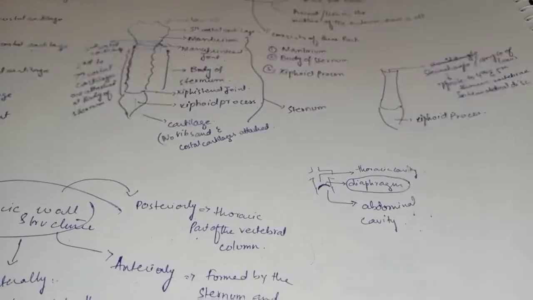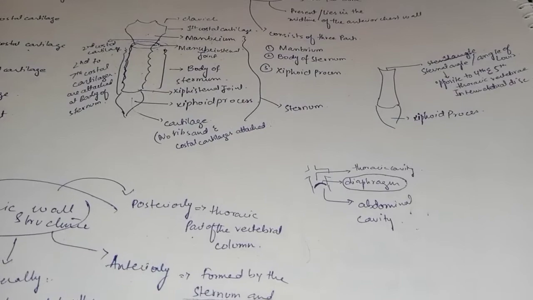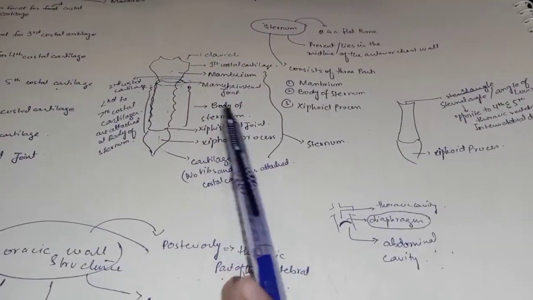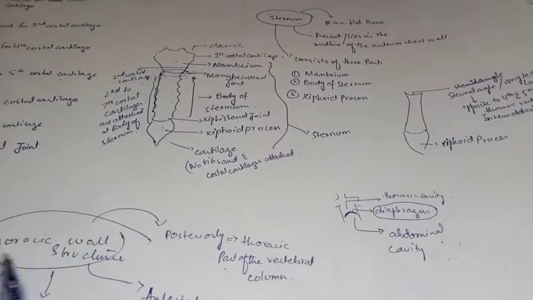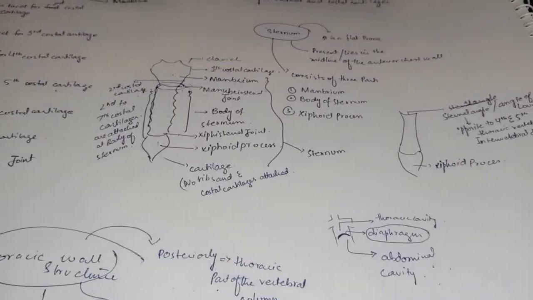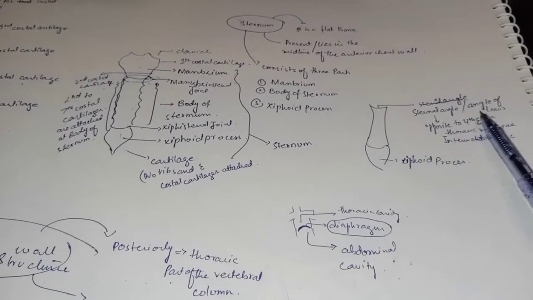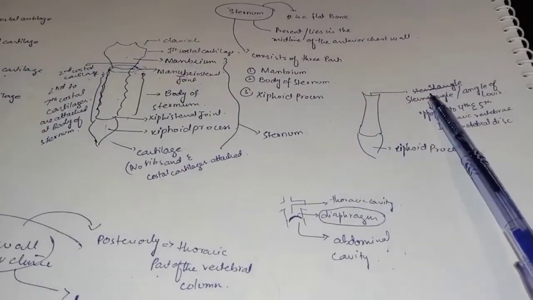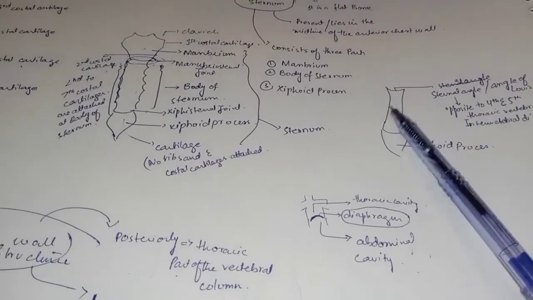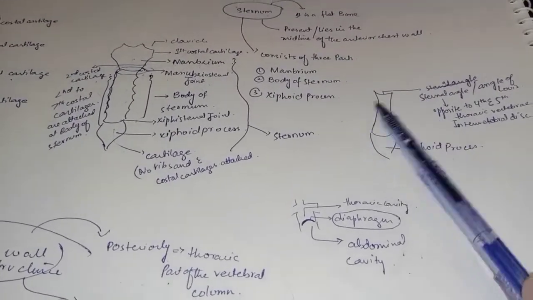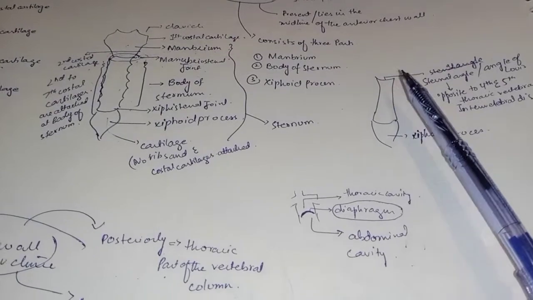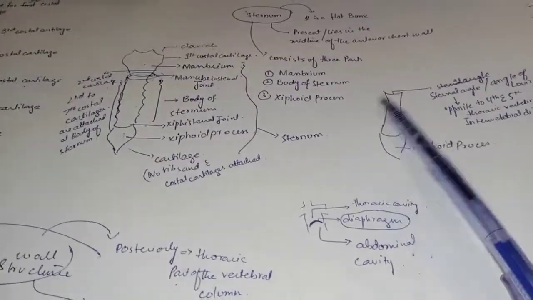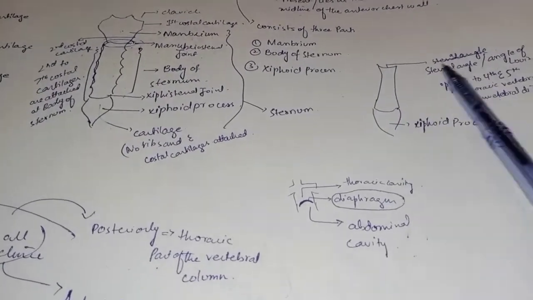So guys, in the previous lecture we talked about the sternum, specifically the manubriosternal joint and the body of the sternum. In this video we are going to talk about the sternal angle. The sternal angle is formed by the articulation of the manubrium and the body of the sternum. When both of these are attached through the manubriosternal joint, this part is called the sternal angle or angle of Louis.